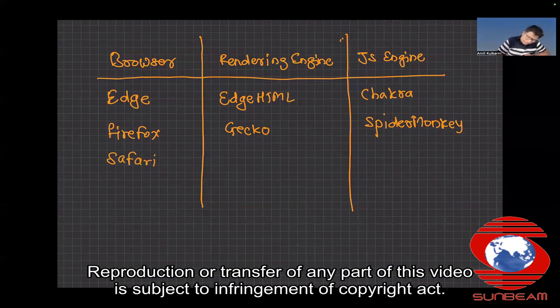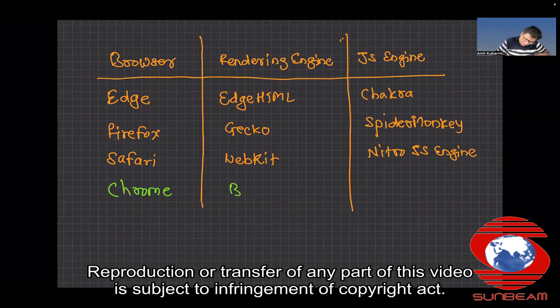Next one is Safari. Safari uses something called WebKit. This is its rendering engine. And it uses something called the Nitro JavaScript engine, Nitro JS engine it is known as. And finally, the most important one, Chrome. Let me put it in a different color. It's very important. Chrome's rendering engine is called Blink, and Chrome's JavaScript engine is called V8.